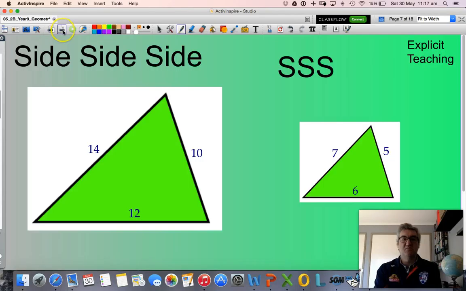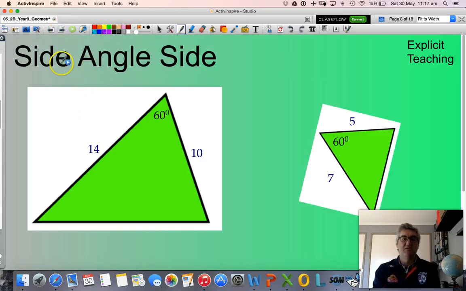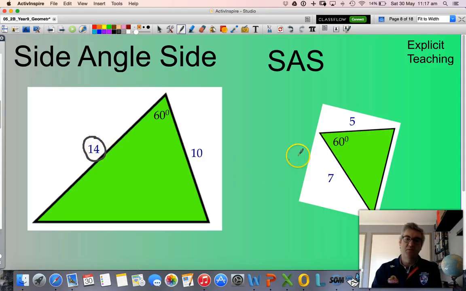Moving to the next condition. This time, side, angle, side. Or that is shortened to SAS. So they need to be basically following each other. So you'll notice that the 60 degrees has to be the included angle. So let's look at these sides again. Look at the biggest one on this side. Look at the biggest one next to my 60 degrees. That's the 7.